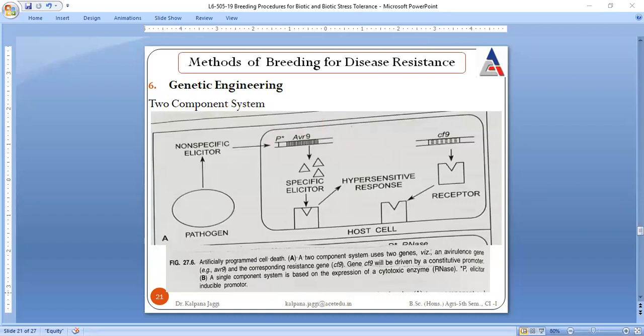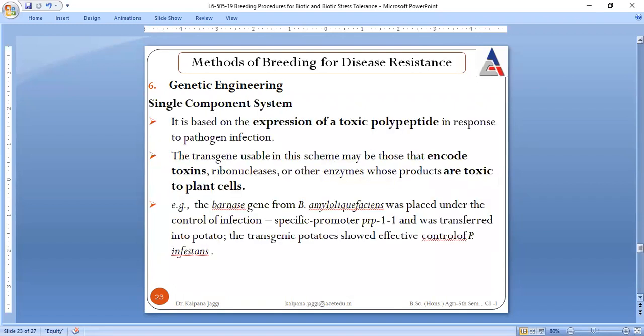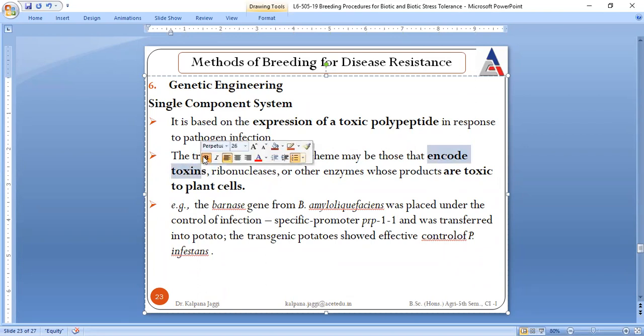This is all about the two component system. But in a single component system, we do not require two precisely matched transgenes. Here one will be sufficient by itself. And here the transgene is encoding toxins. There, a hypersensitive response was being given, a quick response, which otherwise may be given after a long time. That response was given in a shorter time.